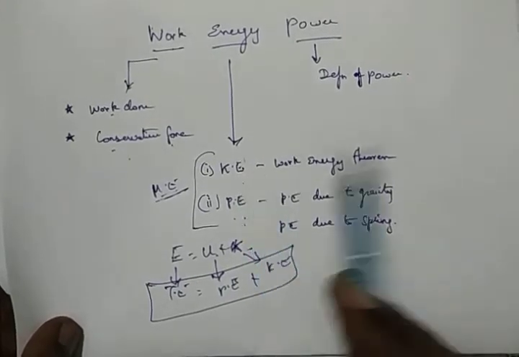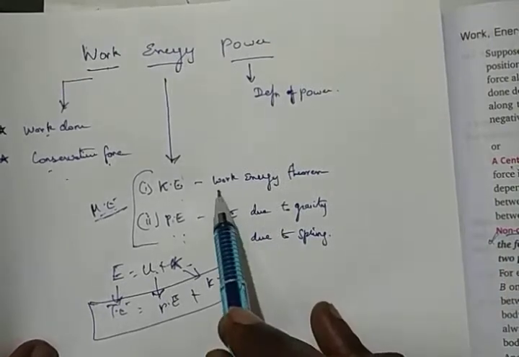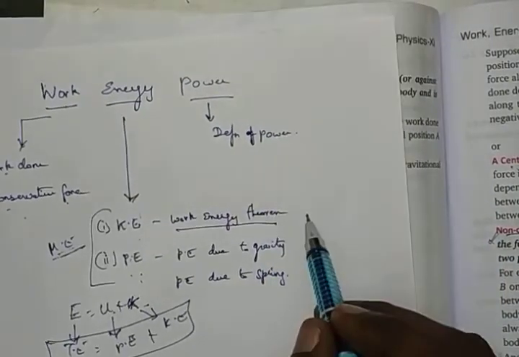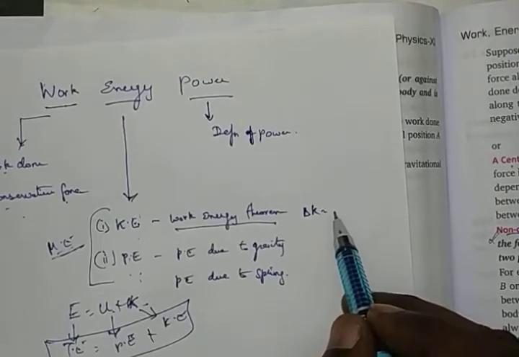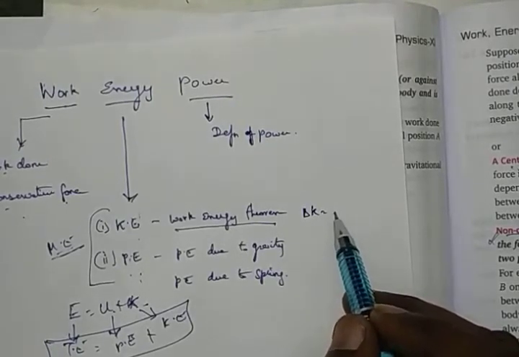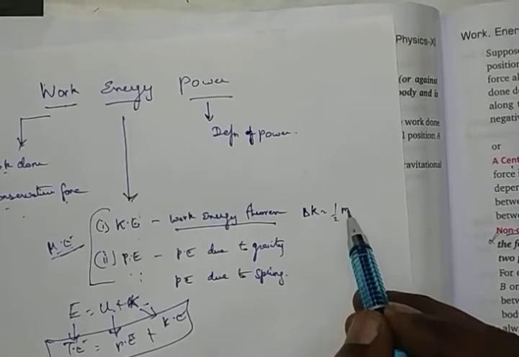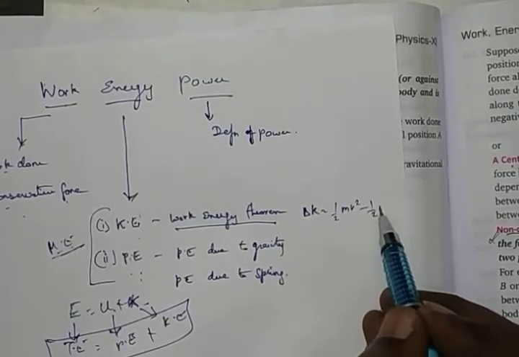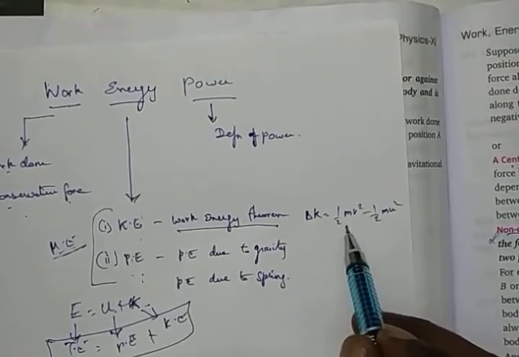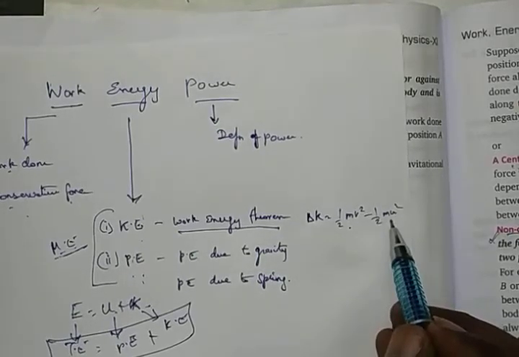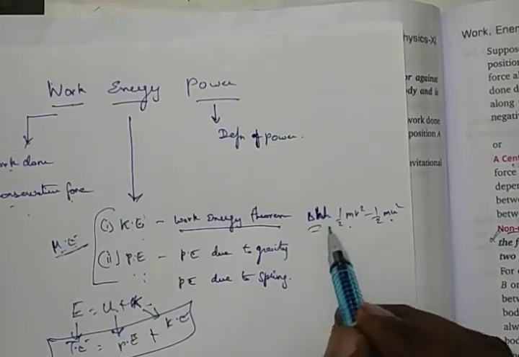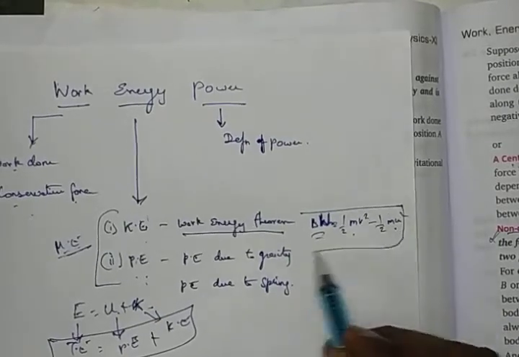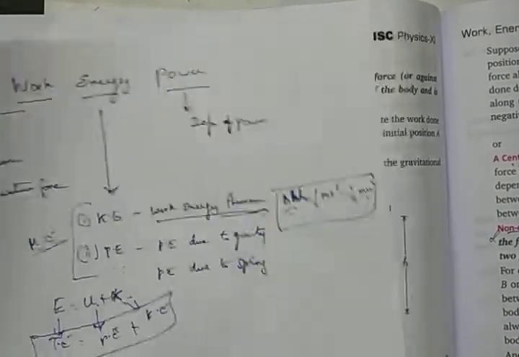When you do kinetic energy, you will do a derivation called the work energy theorem. The change in kinetic energy, delta K, is half mv square minus half mu square, that is, final kinetic energy minus initial kinetic energy, and that is equal to delta W, the work done. That is called the work energy theorem.